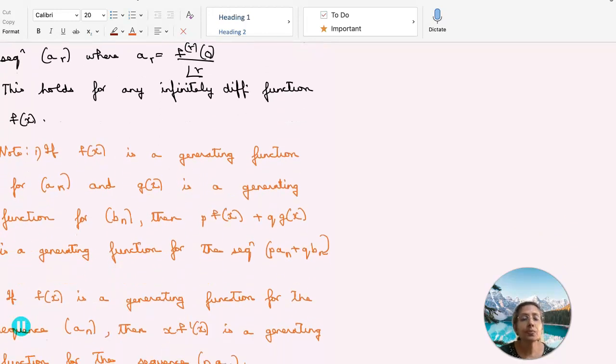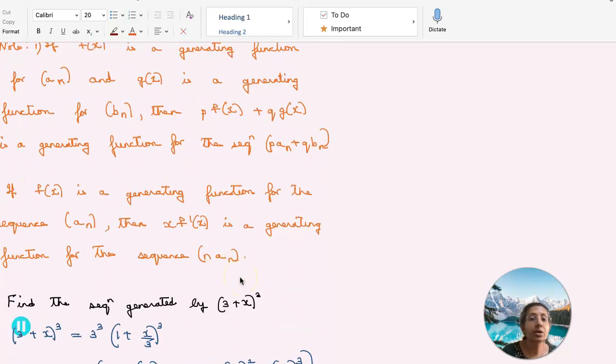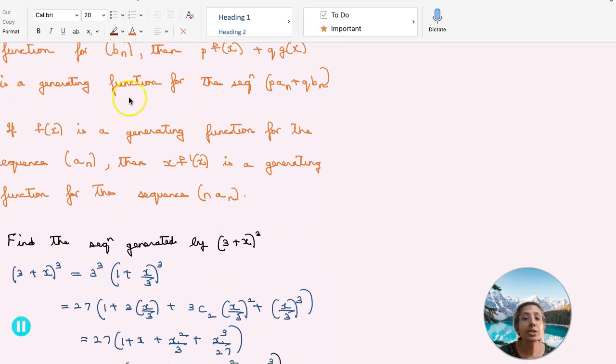Now note that if f(x) is a generating function for an and g(x) is a generating function for the sequence bn, then p f(x) + q g(x) will be a generating function for the sequence p an + q bn. And if f(x) is a generating function for the sequence an, then x f'(x) will be a generating function for the sequence n an. So x f' will be the generating function for n an.